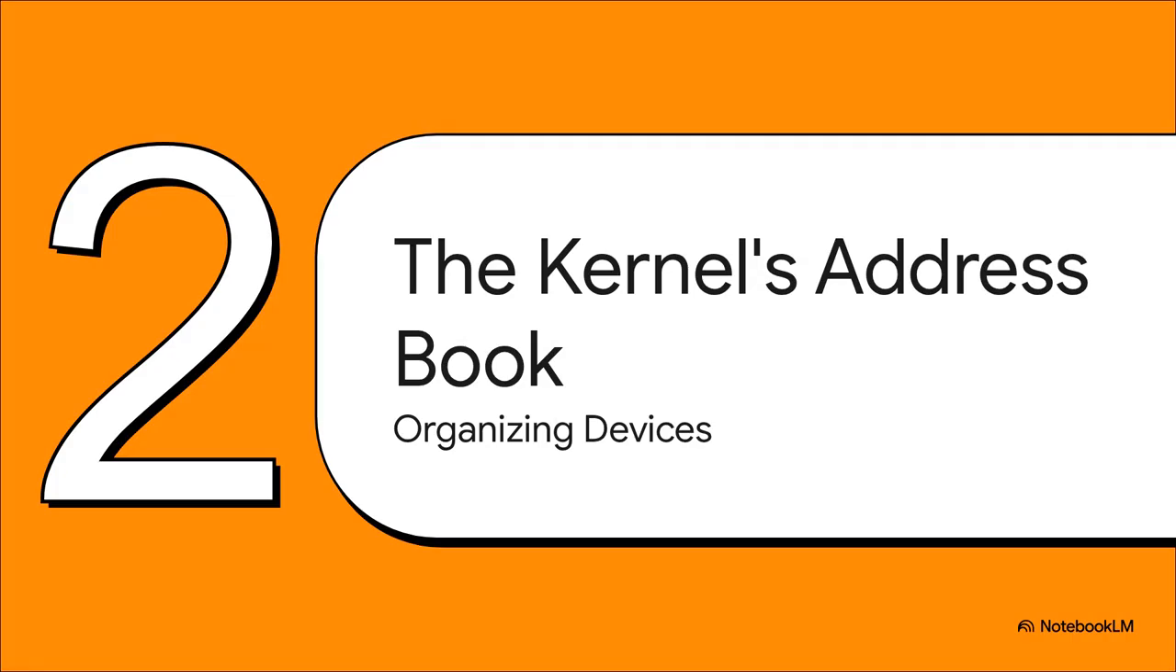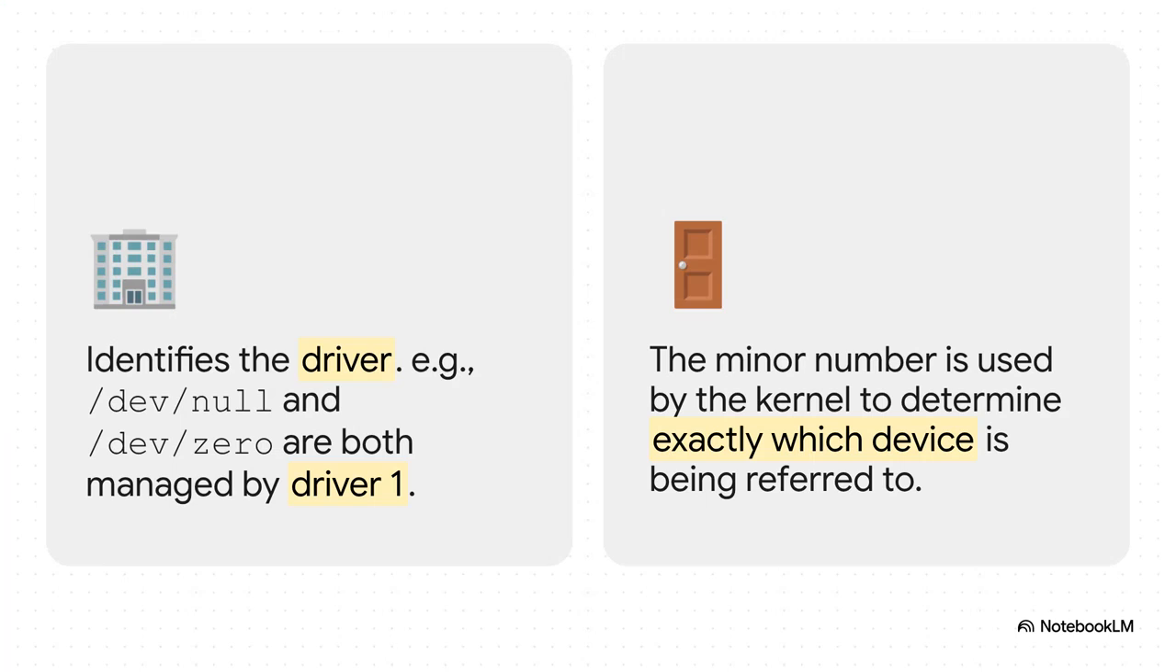Okay, let's get back to those mystery numbers, the 1 and the 3. These numbers are at the very heart of how the Linux kernel keeps track of everything and finds the right driver for the right device. You can really think of it as the kernel's own internal address book. So here's how it breaks down. That first number, that's the major number. It tells the kernel which driver to call.